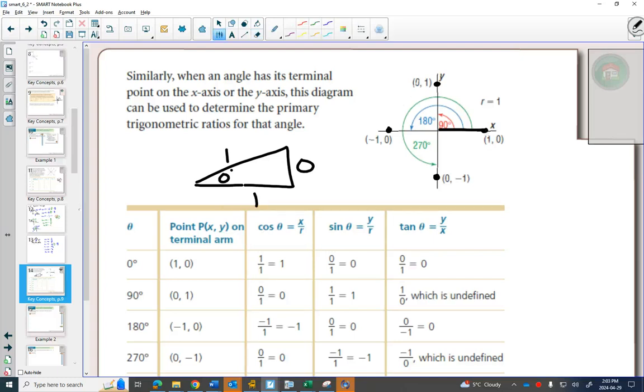So what is sine of 0? Opposite over hypotenuse. 0. What is cos? 1 over 1. 1. What is tangent? 0 over 1. Yes. So when you're doing 360 degrees, the reference angle is also 0. It's the same triangle flipped around.